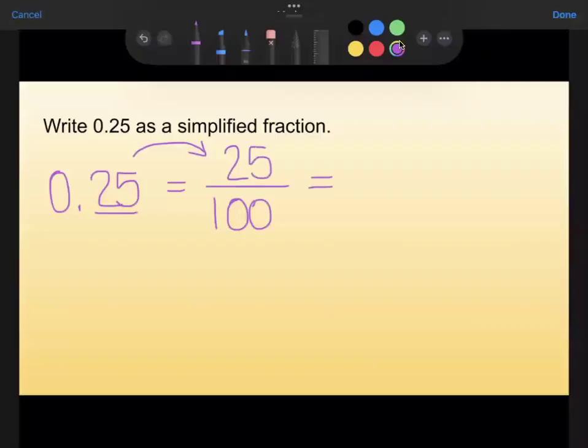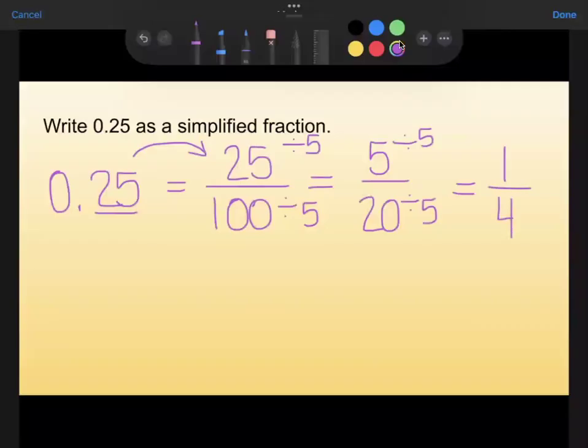Now I need to think about simplifying this. There's several ways I can simplify it. I could divide both the top and the bottom by 5, since they're both divisible by 5. Let's start there. Divide by 5. So 25 divided by 5 gives me 5. And then 100 divided by 5 gives me 20. Well, I can simplify this even further because I can divide both 5 and 20 also by 5. So I'm going to divide this by 5 and this by 5. 5 divided by 5 gives me 1, and 20 divided by 5 gives me 4. So my final simplified fraction for 0.25 would be 1 over 4.